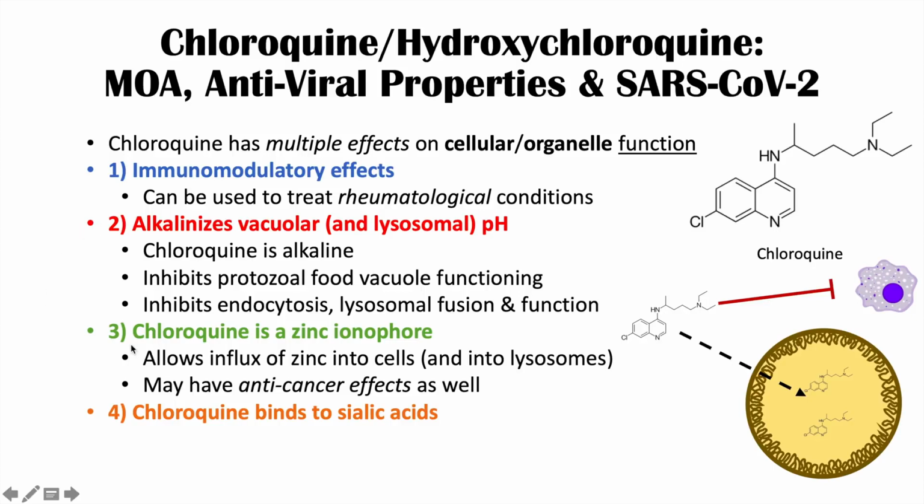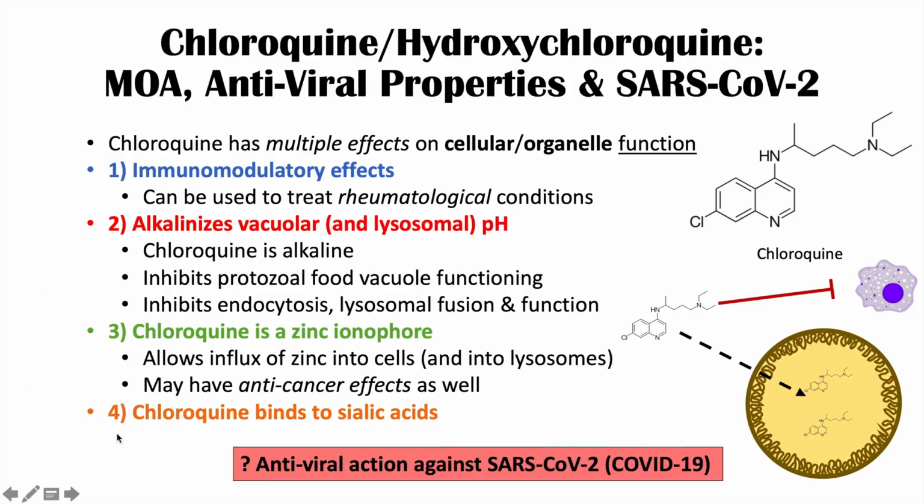So points 2, 3, and 4 are the points I'm going to talk about in this lesson with regards to antiviral action against SARS-CoV-2 or the coronavirus that causes COVID-19. A quick disclaimer before I get into the antiviral properties of these medications: the evidence I'm going to show you has been shown in in vitro studies, essentially in a cell culture petri dish. So keep that in mind before we get into these antiviral mechanisms of action.